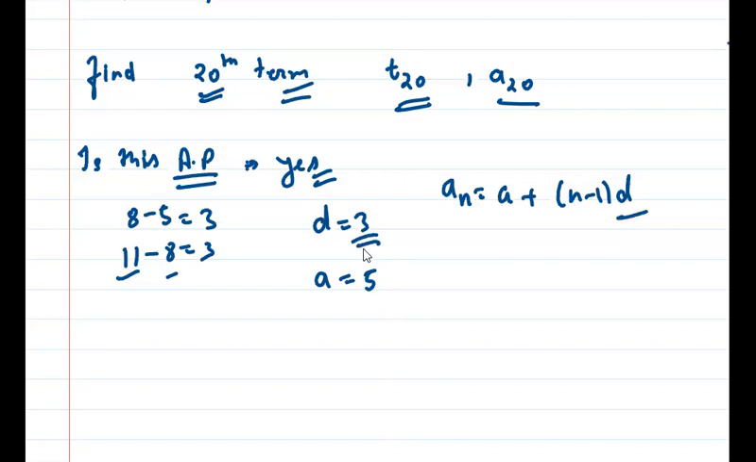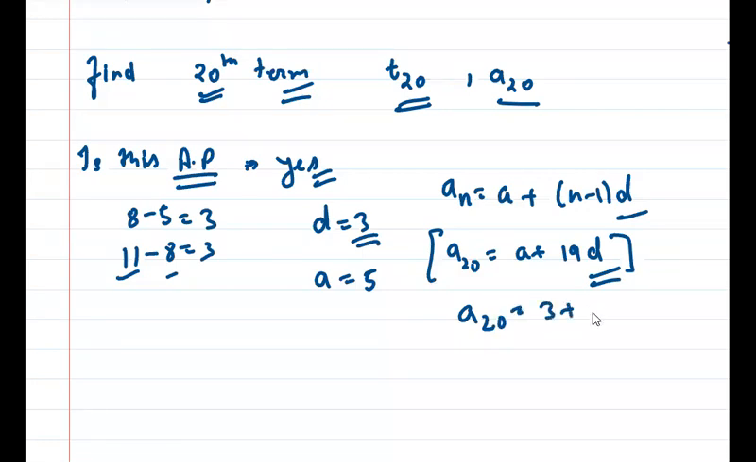First term is a, second term a plus d, third term a plus 2d, fourth term a plus 3d. So the 20th term will be a plus 19d. If you use the formula also, you'll get the same thing. So A20 is equal to, now first term is 3, plus 19 into 5. Now tell me, what is the answer? 19 into 5 is equal to how much? 85.